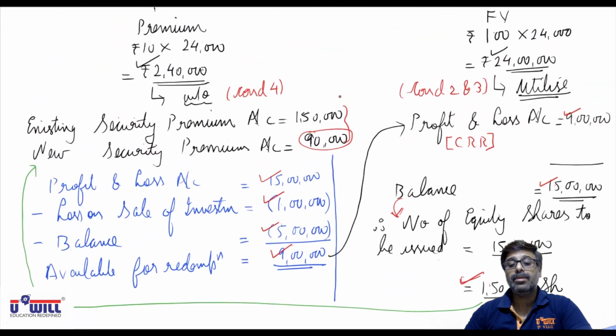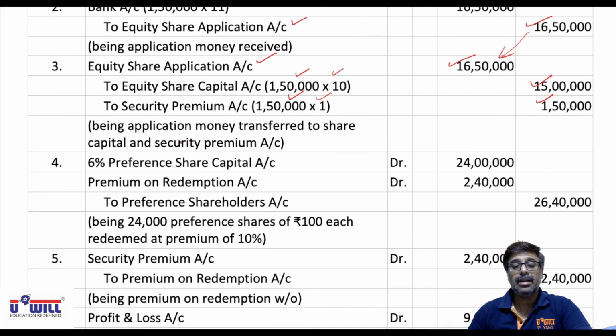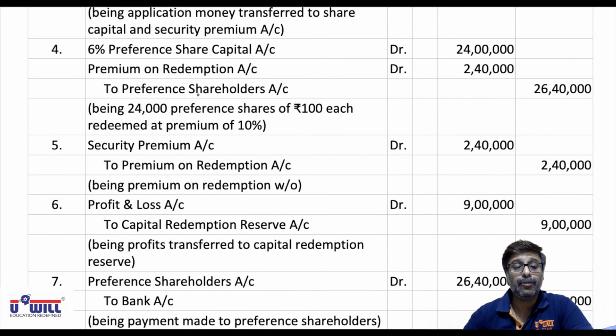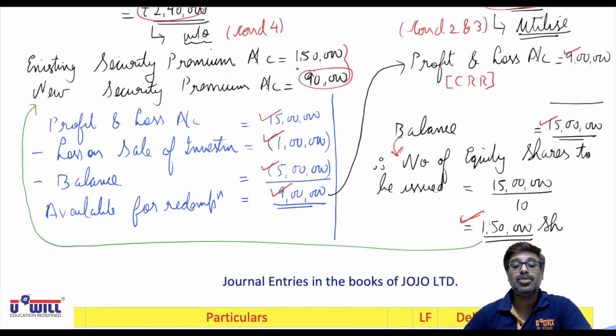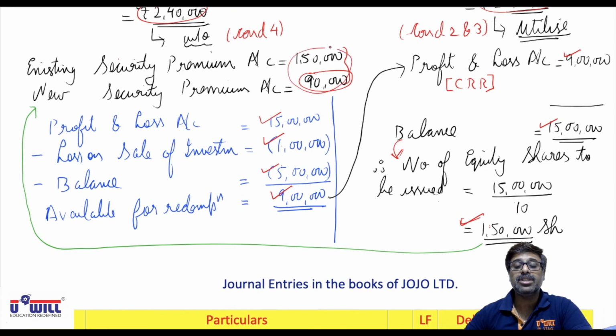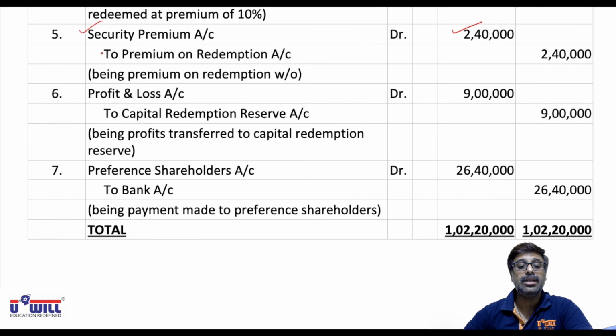Then for redemption of preference share capital, debit with 24 lakhs, premium on redemption 2,40,000 and to preference shareholders 26,40,000. See here. 6% preference share capital account debit 24 lakhs. Premium on redemption account debit 2,40,000. To preference shareholders account 26,40,000. Now how do we have to write off this 2,40,000? Entirely from security premium. So security premium account debit 2,40,000 to premium on redemption 2,40,000.